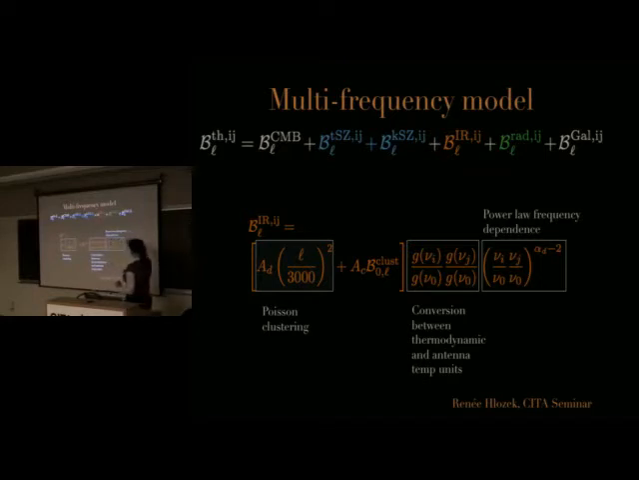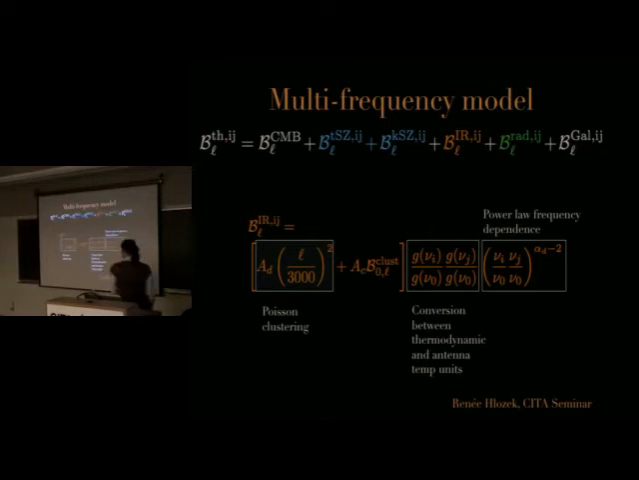Now we have a term coming from the dusty galaxies. We believe there are two components. First of all, there's a Poisson clustering term and some amplitude. In this box here, we have just a conversion from antenna units to temperature units, so that's nothing really to worry about. And then we think the sources are going to behave roughly with a power law in frequency.